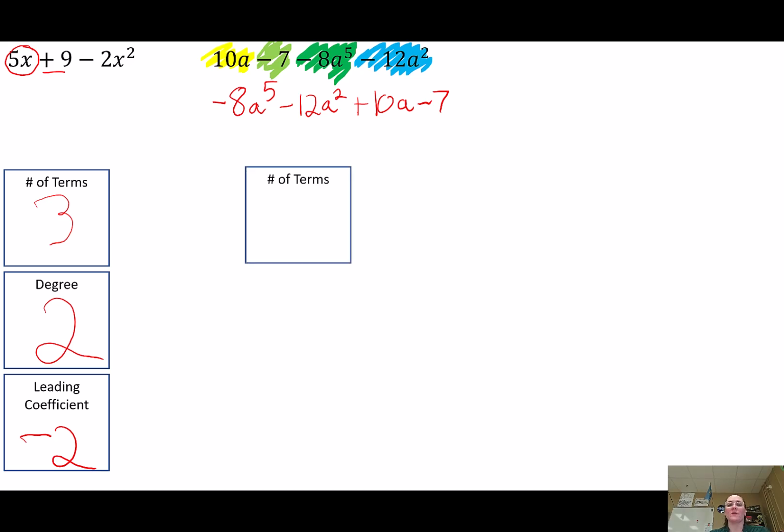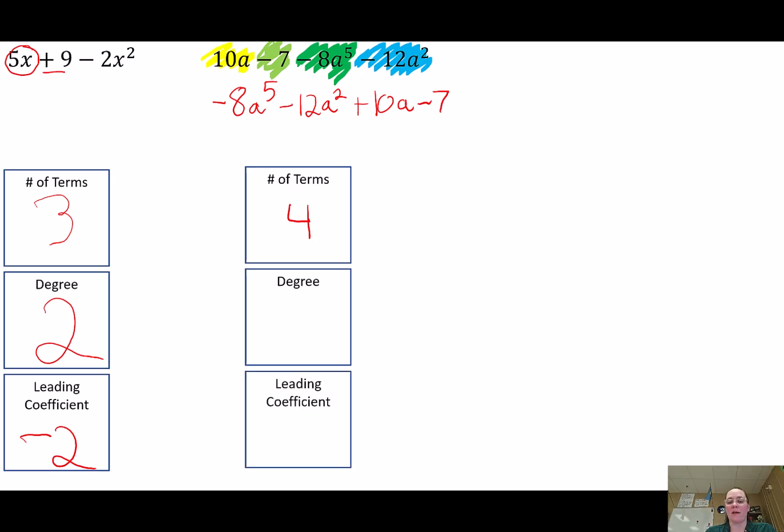So how many terms did I have? Well, how many different colors did I use? I had 4, so this has 4 terms. My degree, what is the largest exponent we have? 5. And our leading coefficient, the coefficient of our largest exponent term, was negative 8.